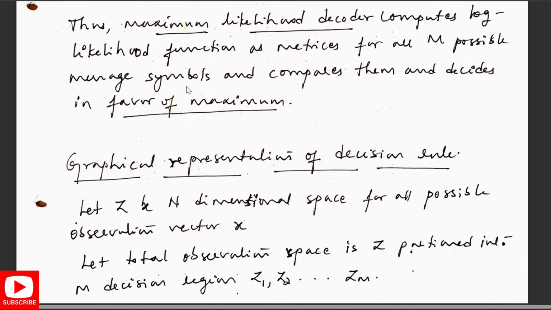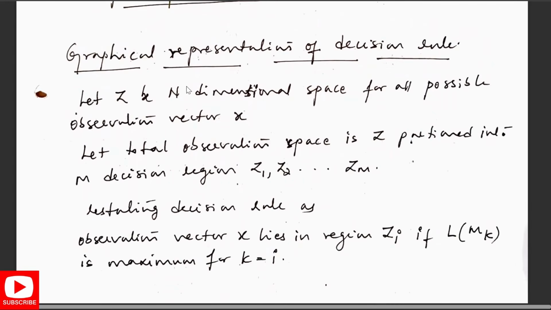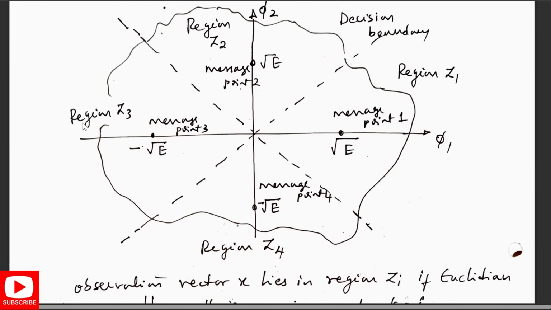Next is the graphical representation of the decision rule. What we learned now, we will be representing graphically, to show how the decision is made. Here, the observation vector x lies in the Z region. Here this is our region Z1, region Z2, region Z3, and region Z4. Here are square root of E and minus square root of E. This is the decision boundary that we need, and these will be our message points.